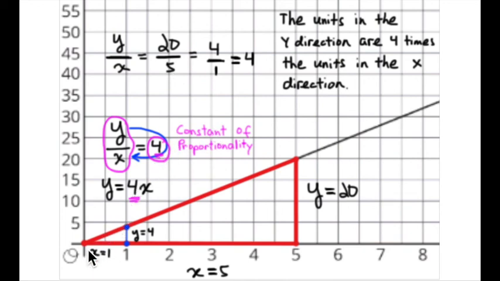This is a proportional relationship because it goes through 0, 0. So if you double the x value, if you go from 1 to 2, this is going to go to 8. If you triple it, 1 to 3, this is going to go to 12. If you multiply it by 4, 1 to 4, this is going to go to 16. And if you multiply it by 5, 1 to 5, this is going to go to 4 times 5, which is 20. That is the constant of proportionality, 4. So you multiply every x value by 4 to get the amount of y.